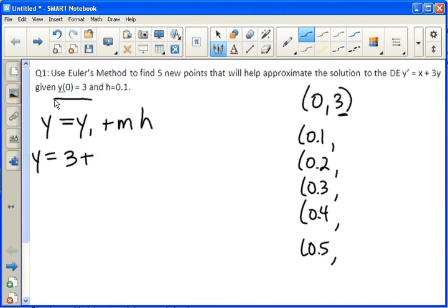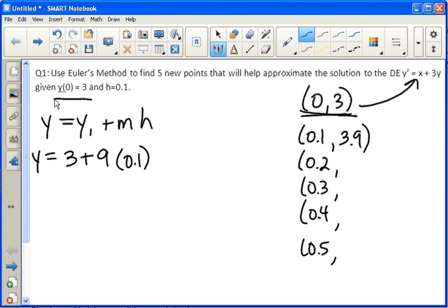We need to find the slope we currently have. To do that, we take this point 0, 3 and plug it into the differential equation. So I plug 0 in for x and I plug 3 in for y, and the slope would be 9. And then I plug 0.1 in for h. So 3 plus 9 times 0.1 gives you 3.9.